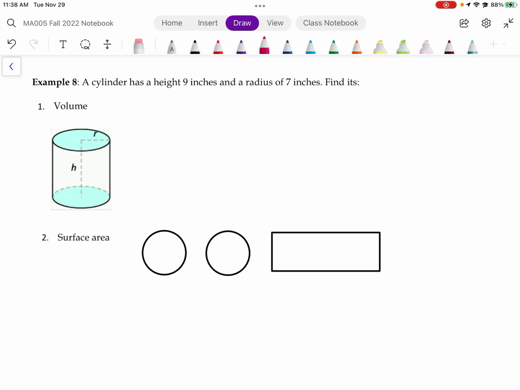Okay, so this one, the height is 9 inches and the radius is 7 inches. So the volume is pi r squared h, 3.14. R is 7 squared, h is 9. When you put this in your calculator, you're going to get 1,384.74, and the unit is inches. It's volume, so it's cubed.